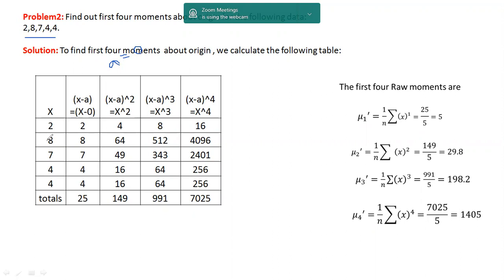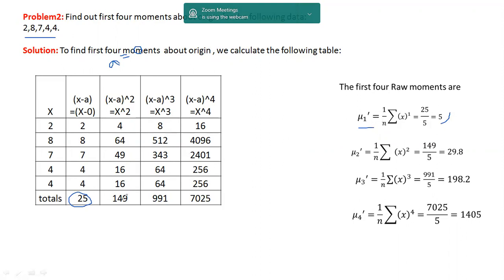So here 2 minus 0, 8 minus 0, 7 minus 0, again we will get the same numbers. Then we are taking the powers: (x minus a) whole square, (x minus a) whole cube, and (x minus a) to the power of 4. Using the respective total sums, we are going to get the raw moments. The first raw moment about the origin is 1 by n into the summation of x, where the summation of x is 25 and the total number of observations is 5. So 25 by 5 is equal to 5.